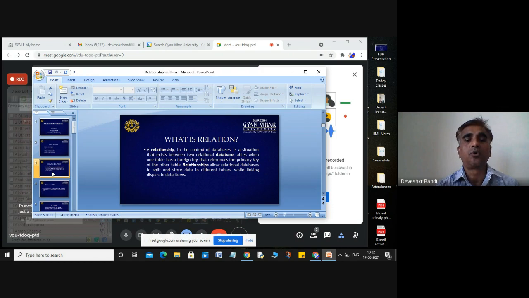For example, suppose I have two entities, student and college. College is your entity and student is your entity. And the relationship between the student and your college is to study. Study is your relationship between the student and college. That's why I had told, relation is when one entity is related to another entity.